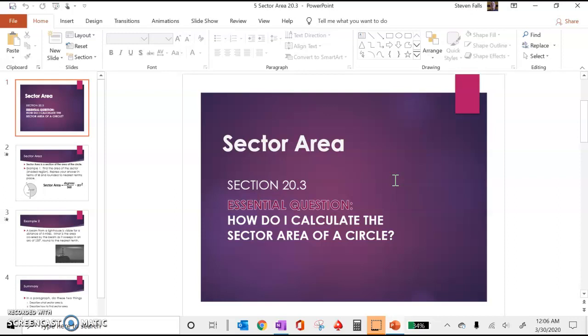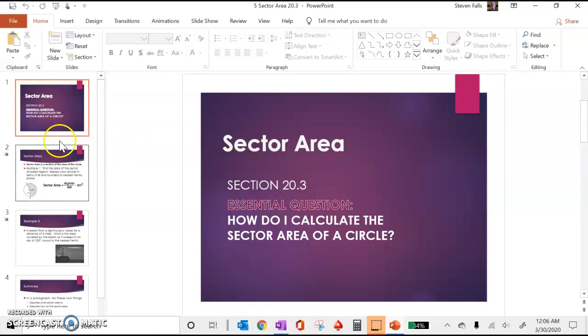We're going to be taking notes here on sector area. So as usual, pause the video, set up your notes, title, essential question, all that good stuff, and let's go. Feel free to pause at any time if you get behind or if you need to rewind. I'm just going to run through this PowerPoint, so anything you see that goes on the screen, make sure you're putting it in your notes as well.